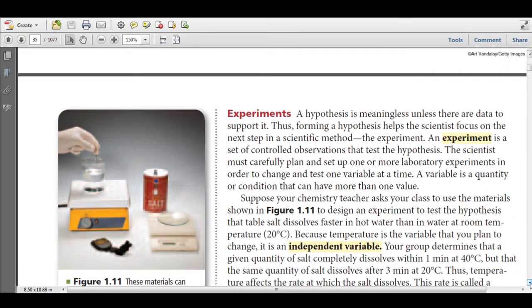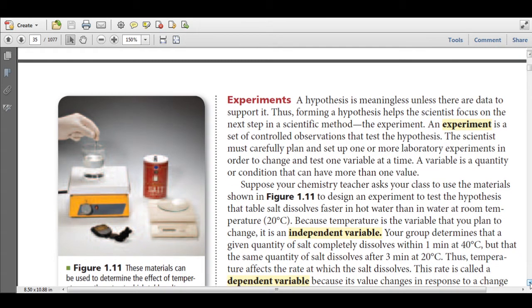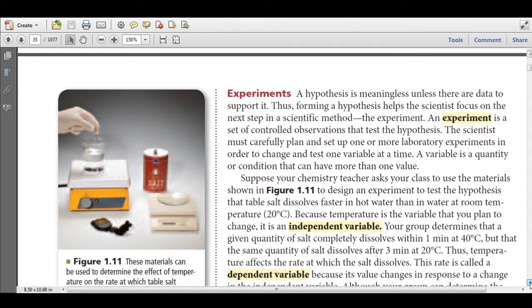An experiment is meaningless unless there is data to support it. Thus, forming a hypothesis helps the scientists focus on the next step in the scientific method, which is the experiment. An experiment is a set of controlled observations that test the hypothesis. Scientists must carefully plan and set up one or more laboratory experiments in order to change and test one variable at a time. A variable is a quantity or condition that can have more than one value.